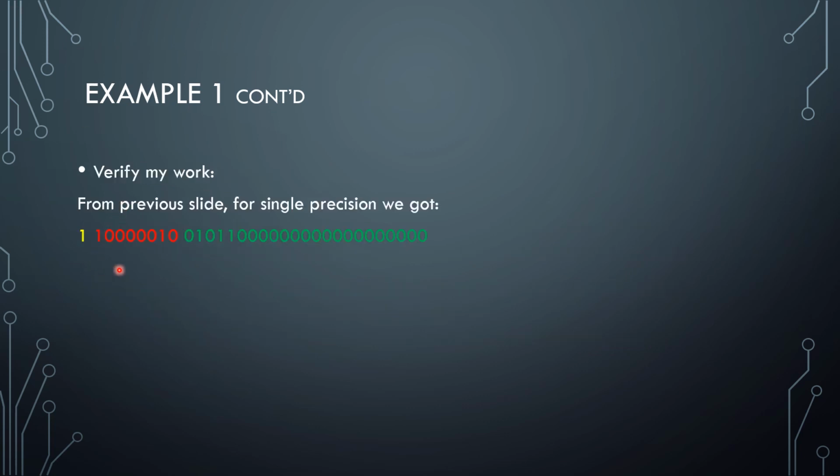To verify our work, we'll do the following. This is the binary single precision number that we obtained in the previous slide. The leftmost significant bit is 1, therefore it is a negative number. The next 8 bits represent the exponent, and the next 23 bits represent the fraction. The exponent is 10000010, which is 130. Therefore, the actual exponent will be 3.